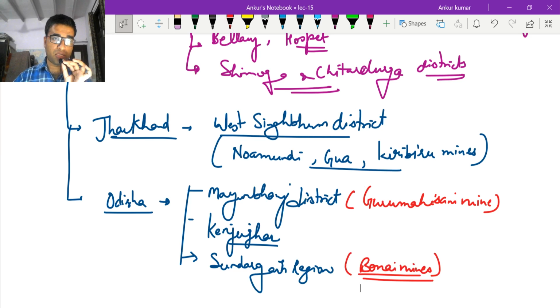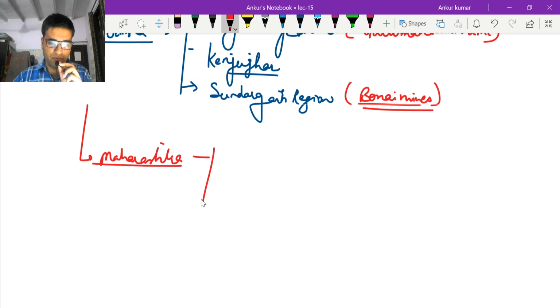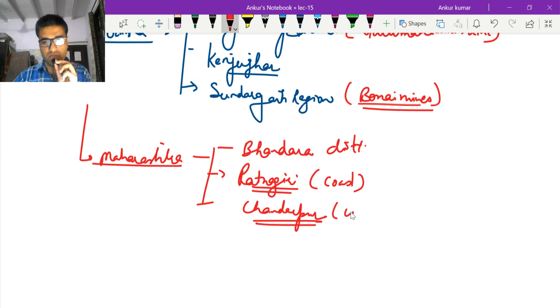Along with this one state, let us write this also, because in the Ratnagiri region of Maharashtra, iron ore is found. So in Maharashtra, remember the name of three regions. One is the Bhandara district, right? We can remember the name of Ratnagiri. Okay, Ratnagiri is on the coast, right? Plus Chandrapur. Okay, Chandrapur is in the eastern Maharashtra. So these are the three districts which we can remember in case of Maharashtra.